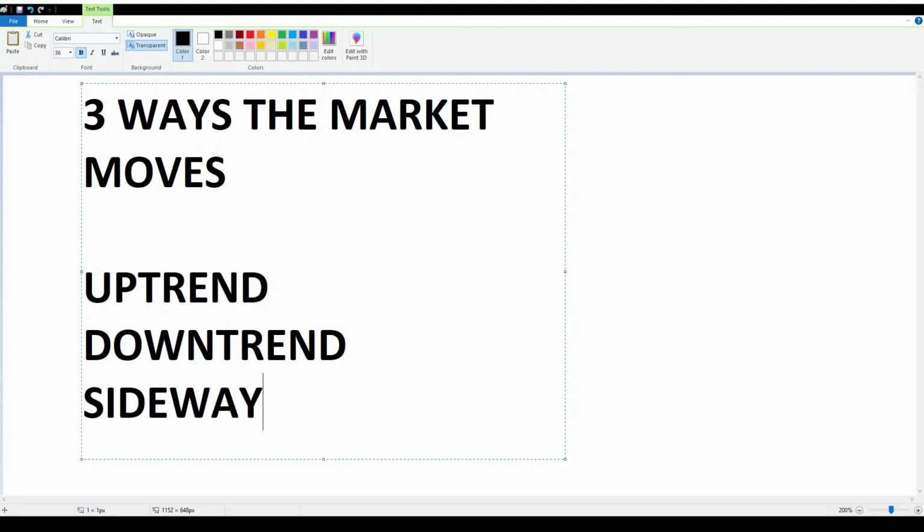So now, in an uptrend, guys, you want to look for buy trades. And then in a downtrend, you want to look for sell trades.